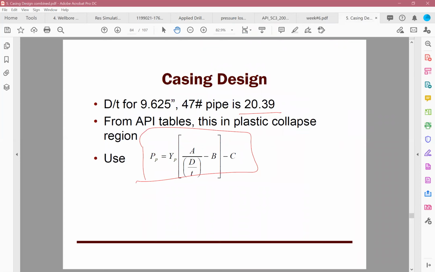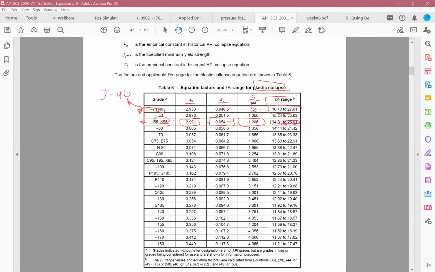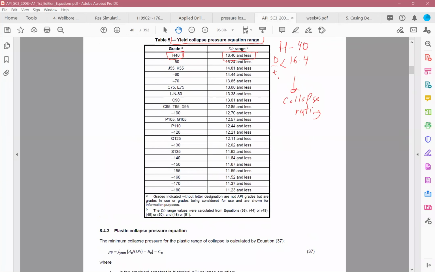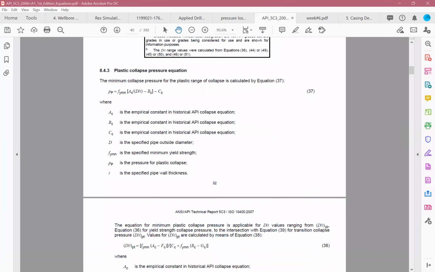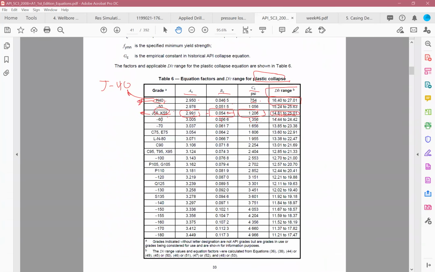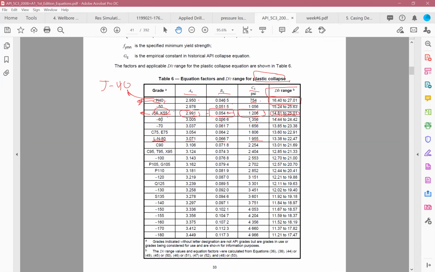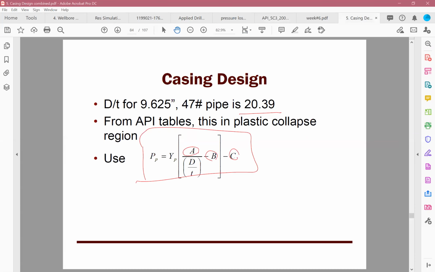Again, if you refer to slides, you'll see this equation. So you need A, B, C, right? And then you refer to the collapse table. Let me see which one, plastic collapse is the same table that we were in. For N80 casing, L and N AD casings, A, B, C are given to us, right? So we use A, B and C. We have the D/T ratio, 20.39.